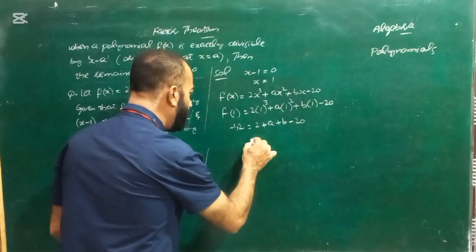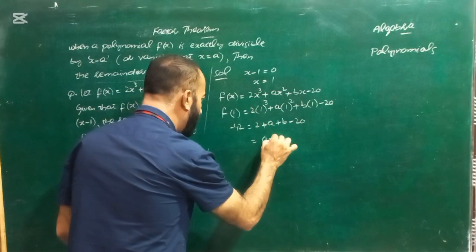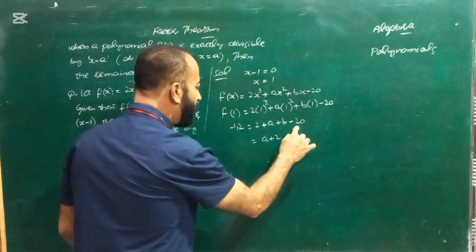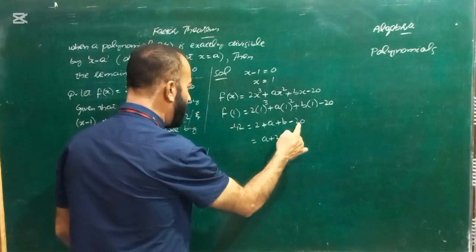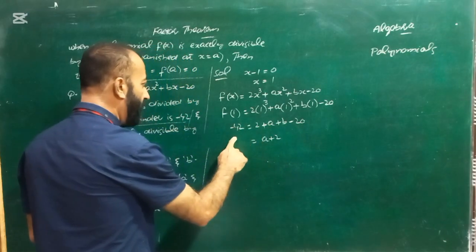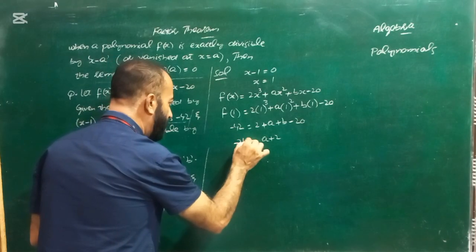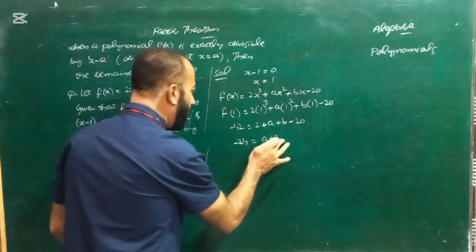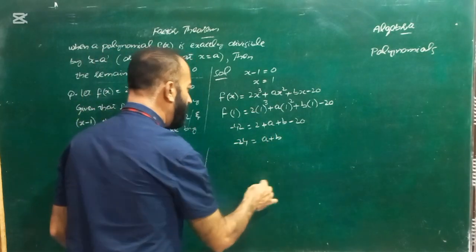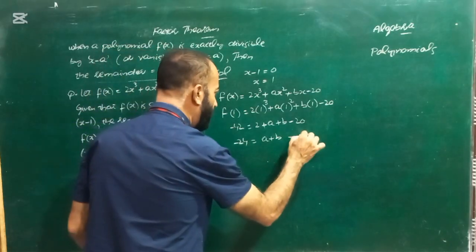So remainder is minus 42. So a plus b, this 2 minus 2 will be minus 18. This minus 18 will come here. So 24 minus 24 is equal to a plus b. So this is equation number 1.